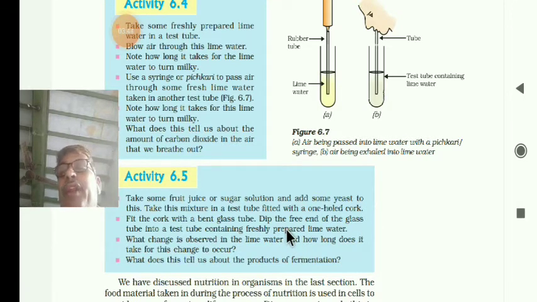Now, what is fermentation? The process of conversion of sugar into acids, alcohol or gas by the action of yeast. This is called fermentation.